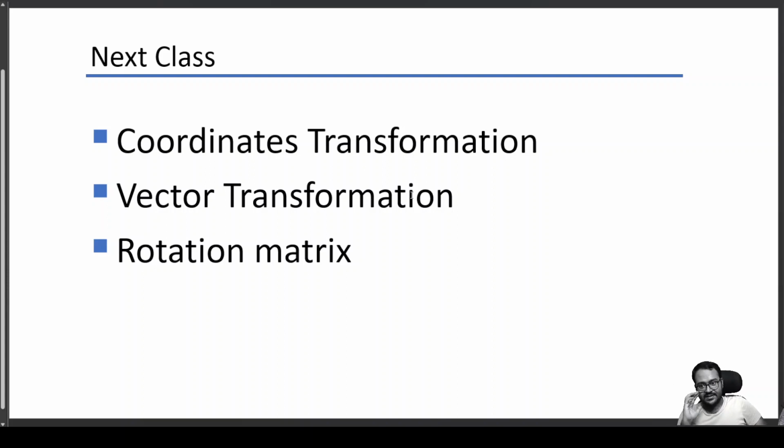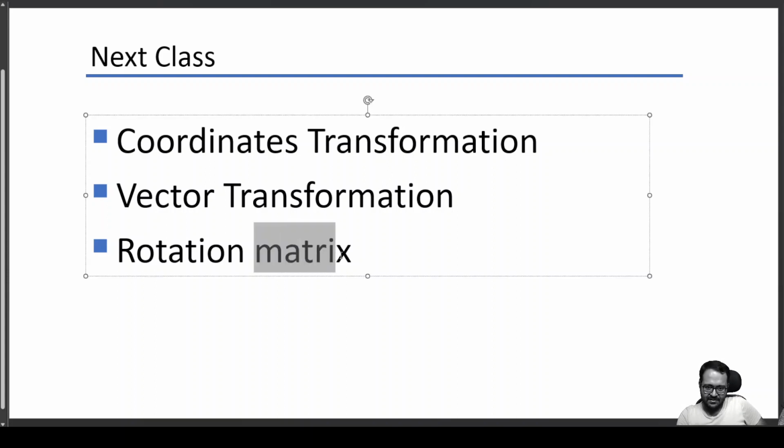In the next class it will be a little bit briefer. In 30 or 40 minutes, we will learn about coordinate transformation, vector transformation, and rotation matrix. Once again, that matrix comes, always matrix comes. The whole world is a matrix, the whole universe is a matrix. So please watch the movie Matrix. It's a trilogy, 3 movies.